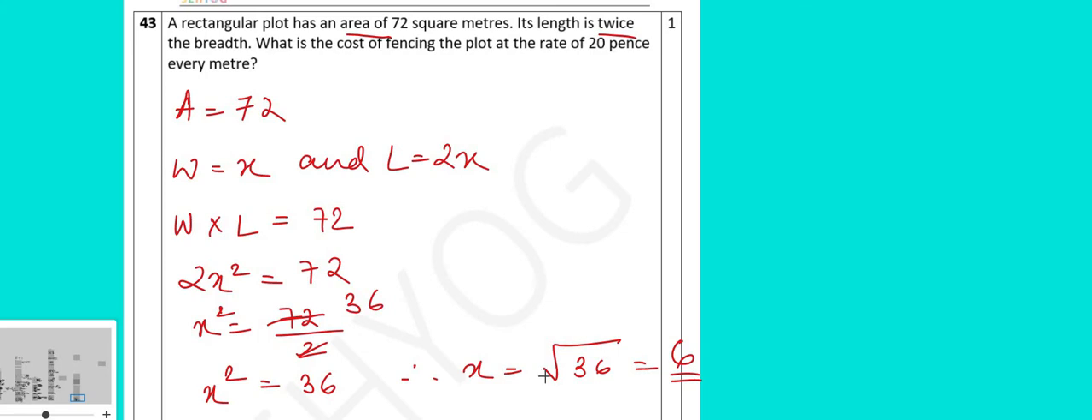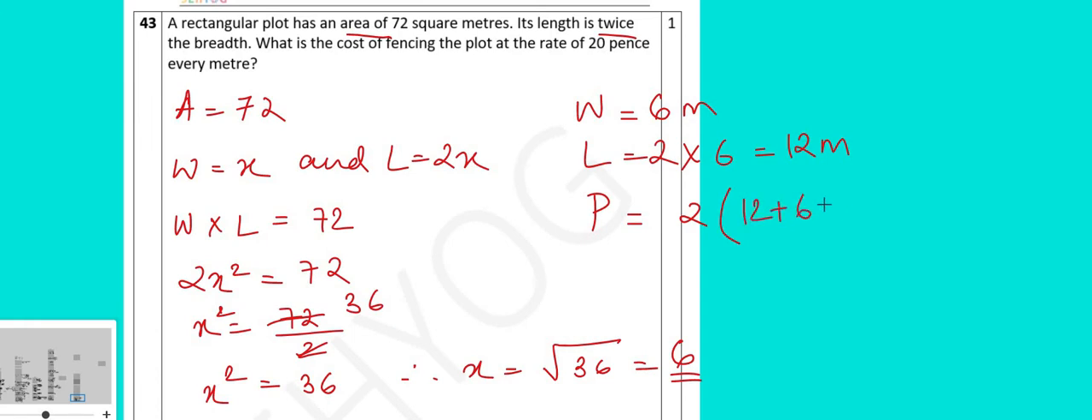X is 6. Therefore the width here, now the value of width is 6 meters. The length is twice the 6, which is 12 meters, and the perimeter is equal to 2 into 12 plus 6 is equal to 36 meters.